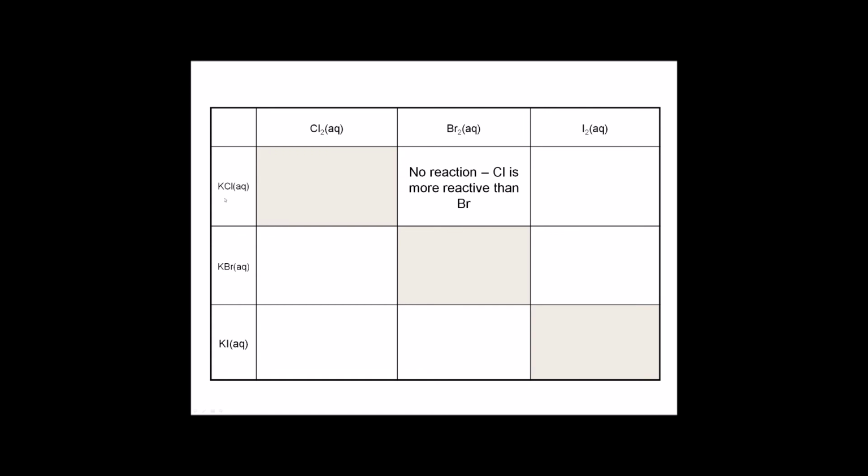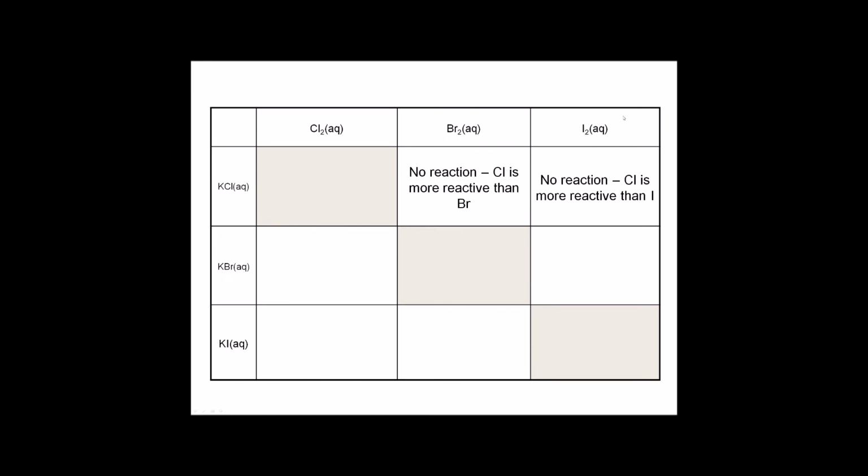So first of all, potassium chloride and bromine. What we get is no reaction. Chlorine is more reactive than the bromine, so when we mix the bromine with the potassium chloride, the chloride holds on to the potassium very, very strongly and kicks the bromine out and says, nah, no chance, you're not taking this potassium away from me. And the next one is exactly the same. Again, chlorine is more reactive than iodine, so there's no reaction. The chlorine holds on to the potassium.